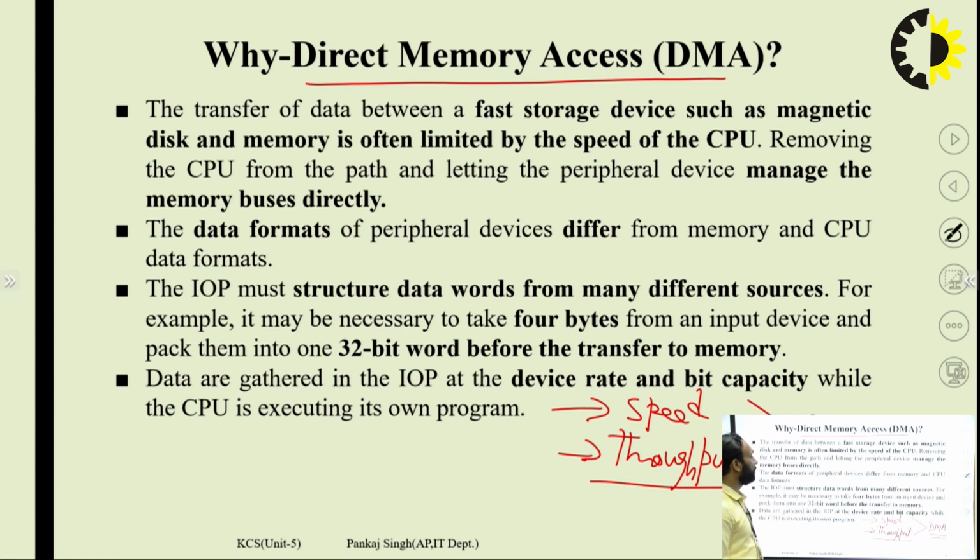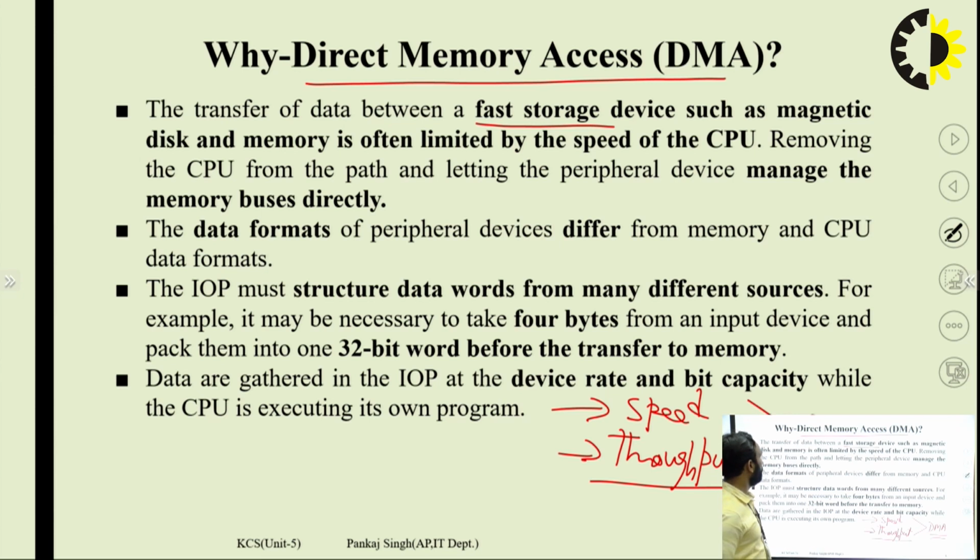We have 2 or 3 points. What is the basic reason, and what are the issues that involve DMA in a machine? As we know, the speed of the processor is faster than the magnetic disk, or we can say the magnetic memory. In a machine there are 3 parts: processor, memory and IO devices. IO means input output devices, and in terms of speed and throughput, these 3 are at different levels. The highest speed is the processor, secondly memory, and third is IO devices.